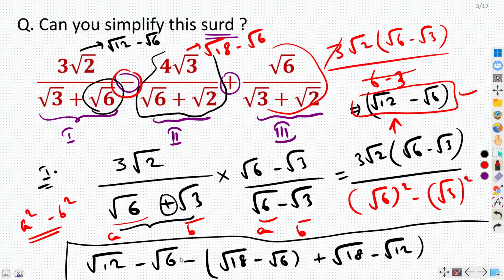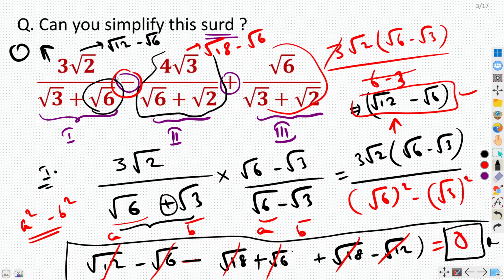Now are we cancelling out something? Notice first, since this is a minus sign, we will have a change of sign, right? So if I take this bracket out, this would be minus and this would be plus. Now let's see if we can cancel out. So root 12 and minus root 12 are gone, root 18 minus root 18, root 6 and minus root 6. So all are gone. So from here we got our answer as 0. So finally we got our answer as a big 0.